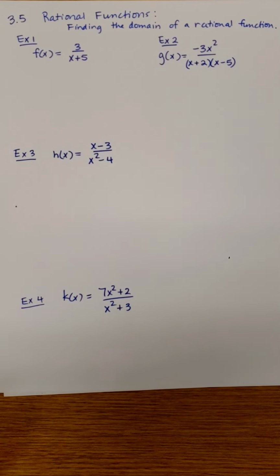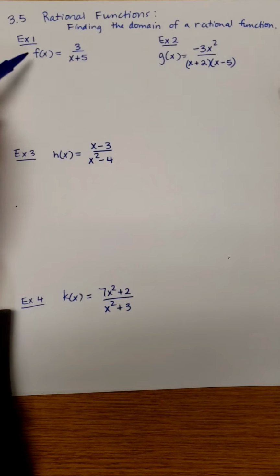And because of this, we can put any real number in a rational function just as we do with a polynomial. However, the denominator cannot equal 0. That is the only restriction that we have. So for these rational functions, the domain is all real numbers except those values of x which cause the denominator to equal 0. So let's look at these examples.